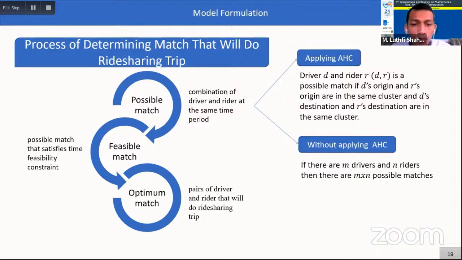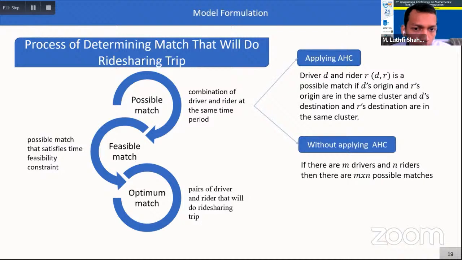Then we call the pair a possible match. So we have a set of possible matches. After that, if a possible match satisfies the time feasible constraint and its distance saving is not less than 0, then it becomes a feasible match. Then we use the Hungarian algorithm to get a set of optimum matches, which results in the maximum total distance savings.